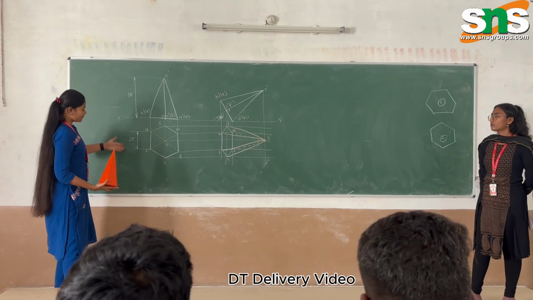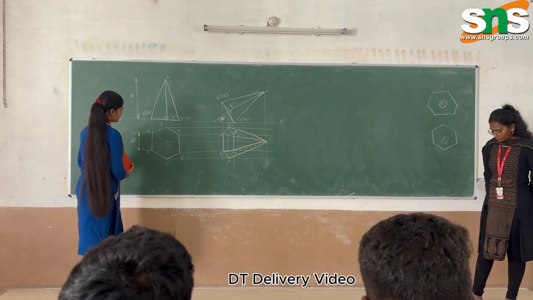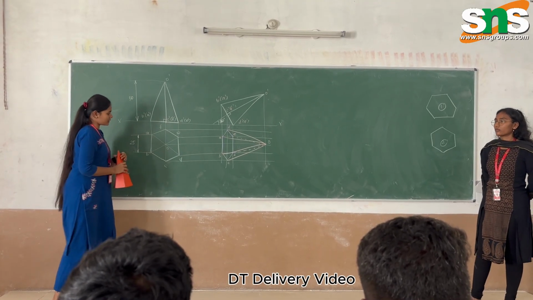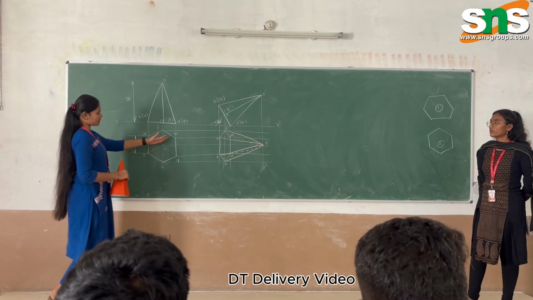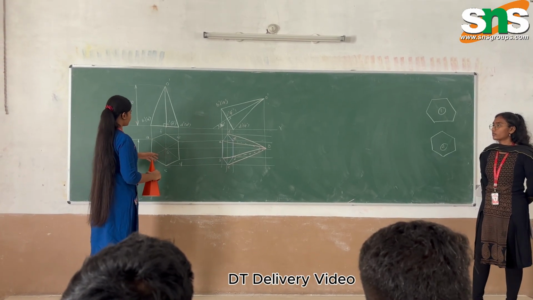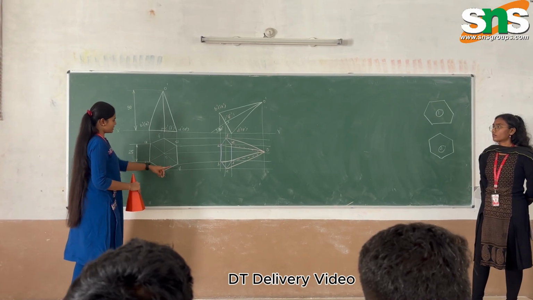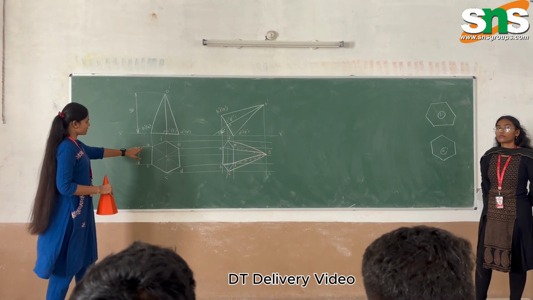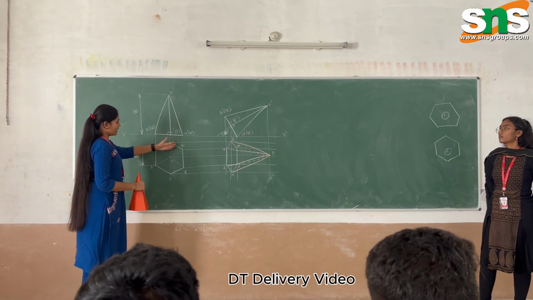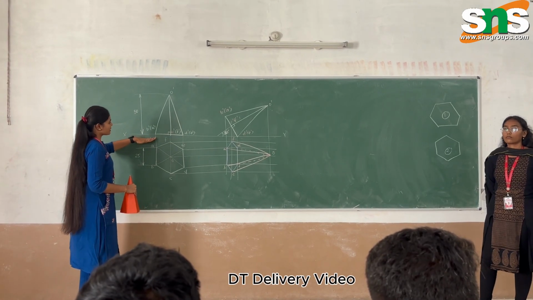So the side is 25 millimeters. Let us draw using this pencil. After drawing, let us mark the origin. From the origin, when we are seeing the front view, we only see B, C, and D. We are not able to see A, F, and E. So we are expanding this, and this is our base.